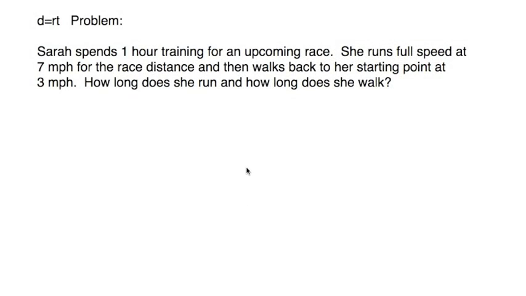This is a distance equals rate times time problem. And again, d equals rt comes in three flavors. This is just one of them. Another one would be if you solve for t, so you get time by itself. So time is equal to distance over rate. Or you could solve for the rate, and you get rate is equal to distance over time.